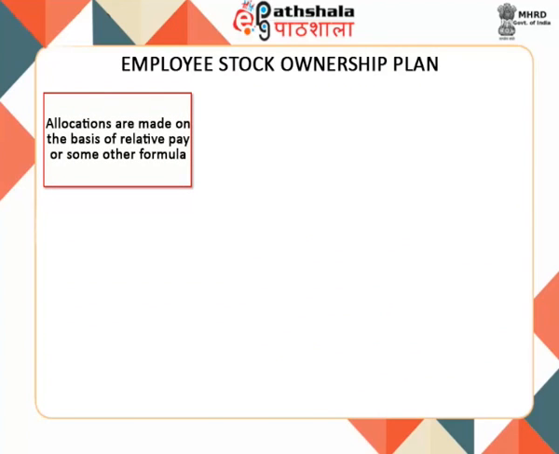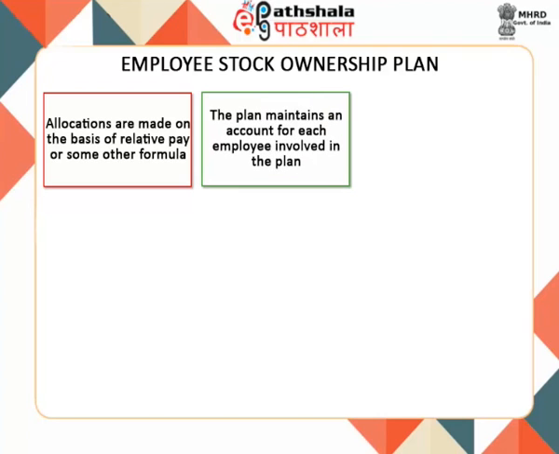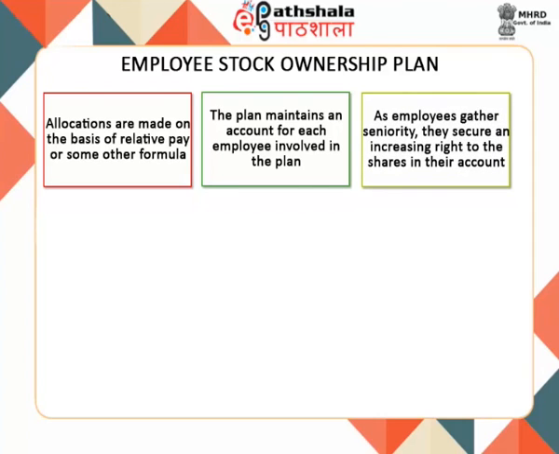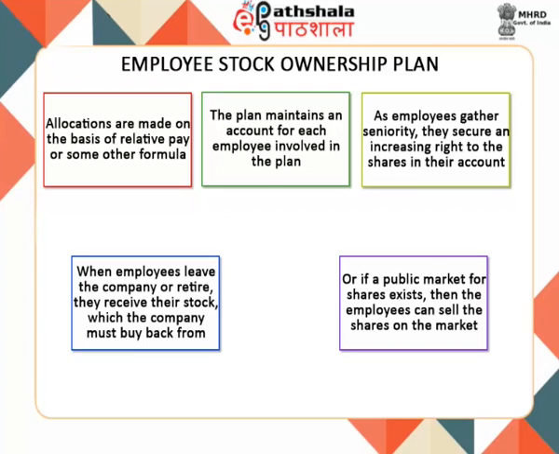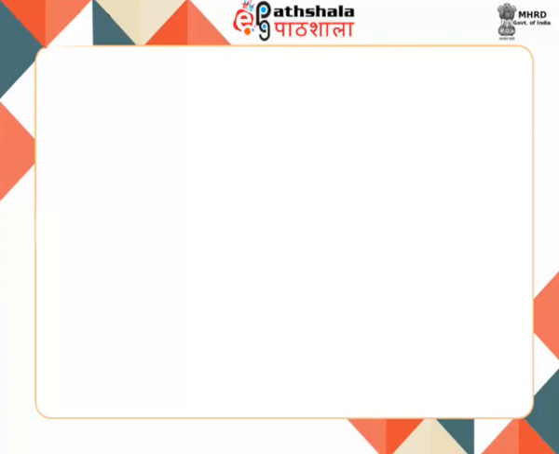Allocations are generally made on the basis of relative pay or some other formula. The plan maintains an account for each employee involved in the plan. As employees gather seniority with the company, they secure an increasing right to the shares in their account. When employees leave the company or retire, they receive their stock, which the company must buy back from them at its fair market value, or if a public market for shares exists, then the employees can sell the shares on the market. Employee Stock Option Plan.